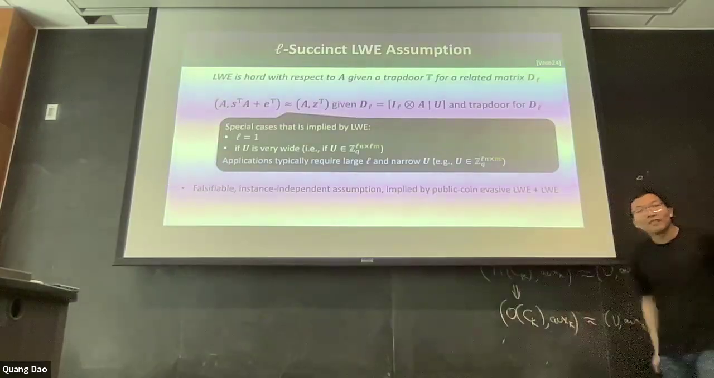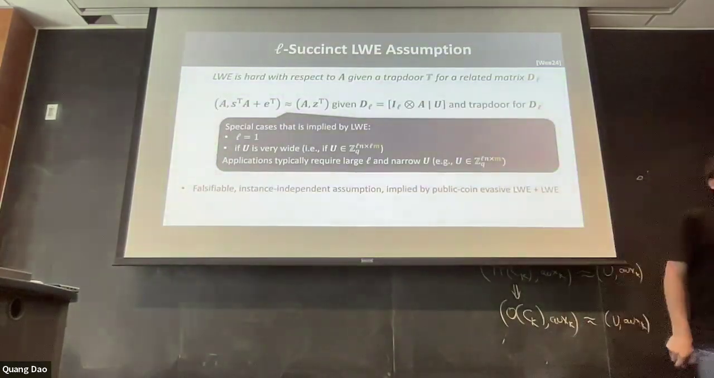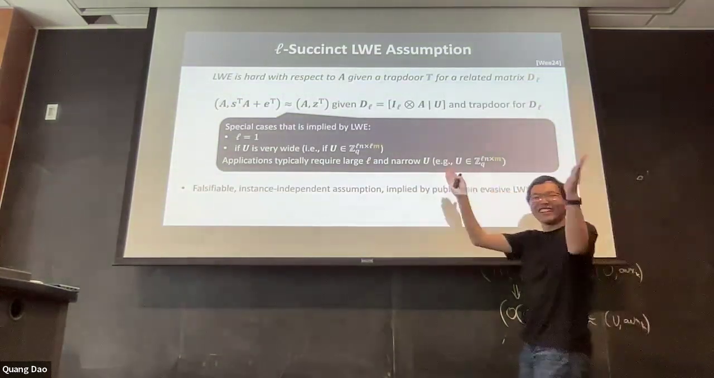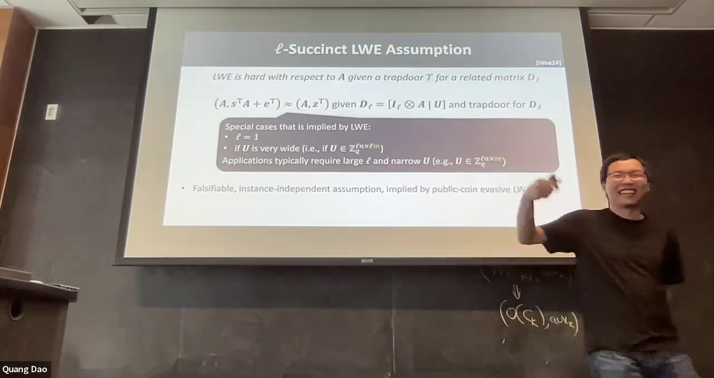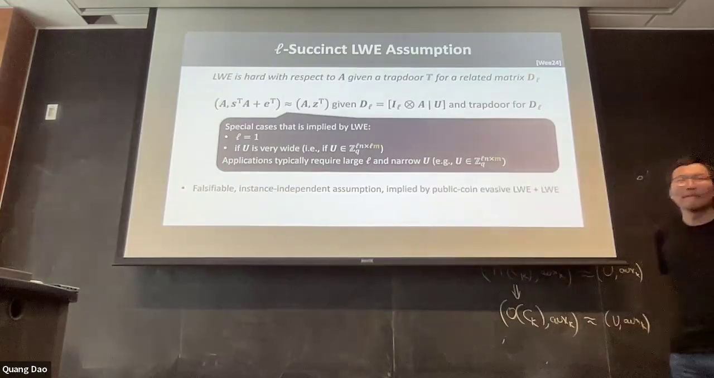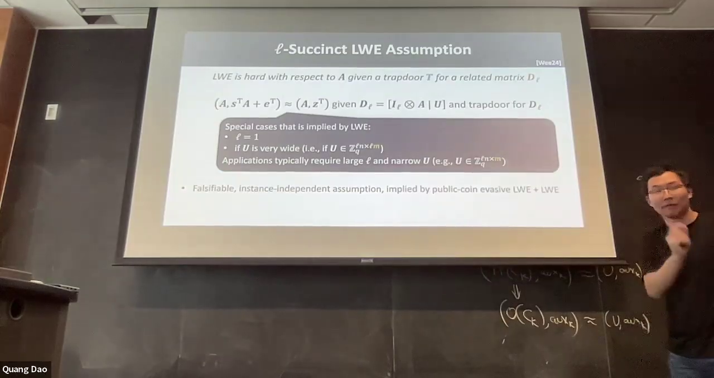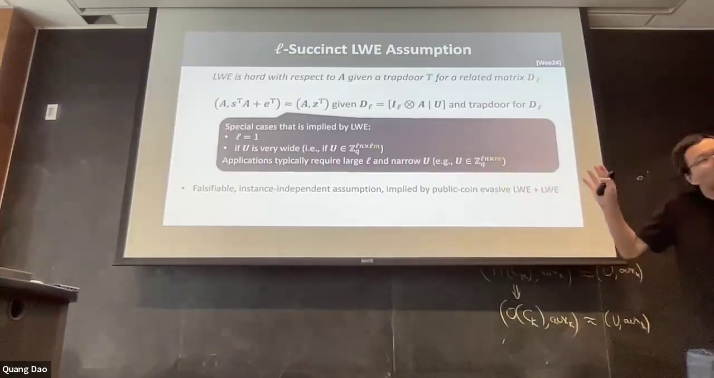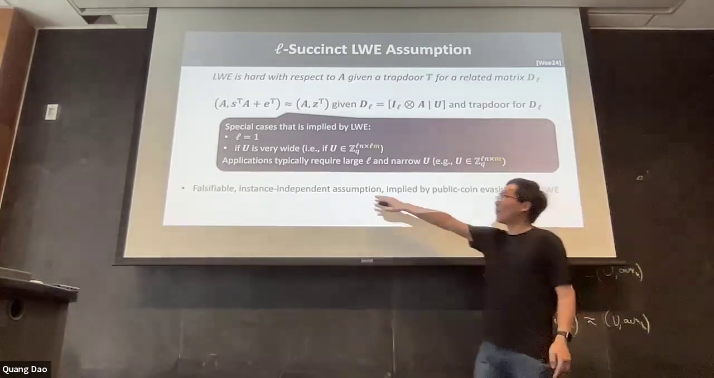Is there any regime which is broken? Like L equals 0 is broken. Sorry, not L equals 0. When the width of U is 0, it's completely broken, and then you're just giving out a trapdoor for A. Even if U is constant, it's broken. Yeah, if U is constant, it's broken. And I think if U is super logarithmic, then we already don't know. Yeah. Good. So this is a falsifiable assumption.